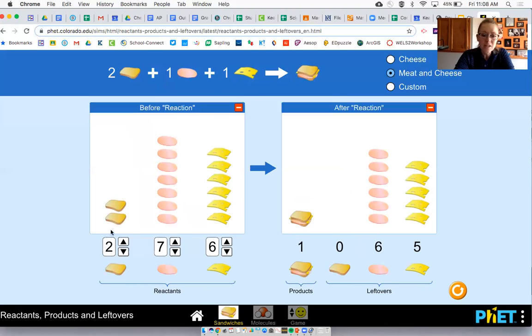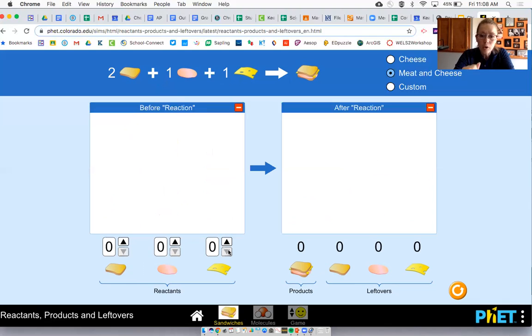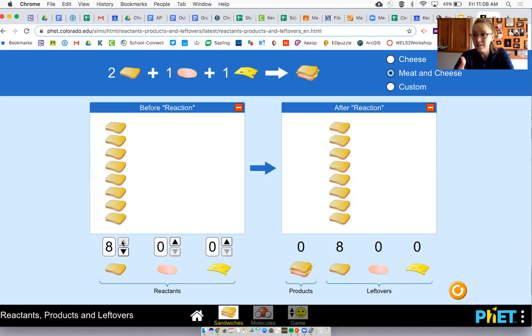Let's look at meat and cheese. Let's erase these guys. Okay. For this equation, we're making a meat and cheese sandwich. They're telling us up here at the top that the ratio is 2 slices of bread, 1 piece of meat and 1 slice of cheese to make a meat and cheese sandwich. So it doesn't matter how much you start with. Again, if we start with 8 slices of bread, you will only make a sandwich when you have the ratio of 2 slices of bread plus 1 slice of meat plus 1 slice of cheese.